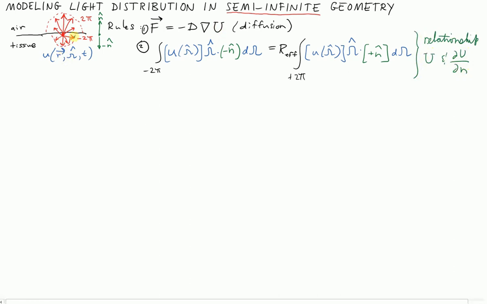Pretty mathy, but here's the result. When you go through all of this, you get the following result. The particular relationship that's prescribed at this boundary between U and its derivative with respect to the normal is this. The normal derivative of U for any surface point R sub s. So R sub s locates any point on the surface.